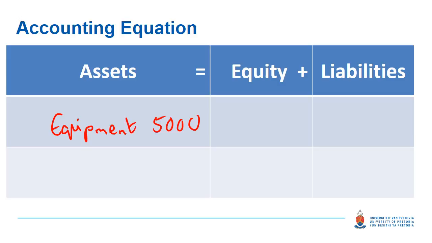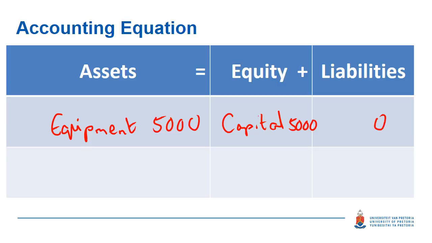Nandi used her own money to buy the lawnmower. In the business, we call this capital. Capital is the first part of equity. We'll show you other parts of equity later. She's the owner of the business. This is her investment of 5,000 in the business.